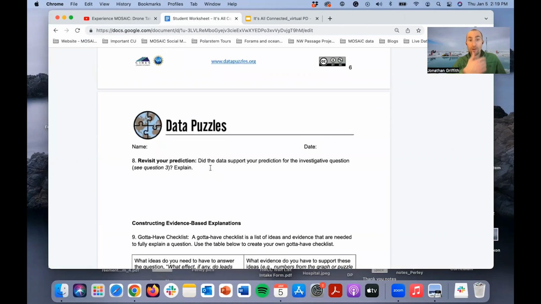and then revisit their prediction to see if the data supported their prediction for the investigative question. At this point, we're ready to move to the final practice, where students will be asked to construct an evidence-based explanation.